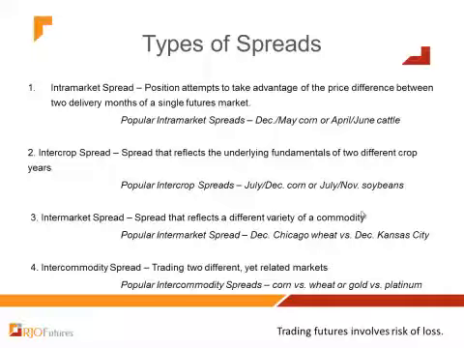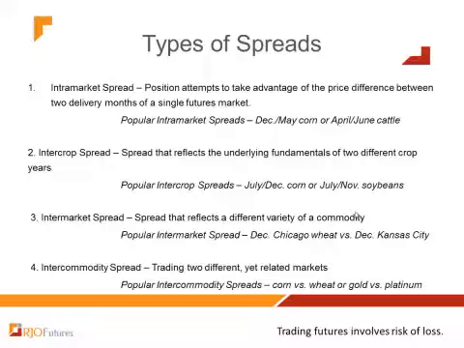Another type of spread is the intermarket spread. It's a spread that reflects a different variety of a commodity. The most popular one is the December Chicago wheat versus the December Kansas City wheat, or the Minneapolis wheat versus the Chicago wheat, or Minneapolis versus Kansas City. A whole number of different contracts that are all of the same type of product. Like someone might look at the West Texas crude versus a crude oil that's based out of Oklahoma, or another one of the delivery points.